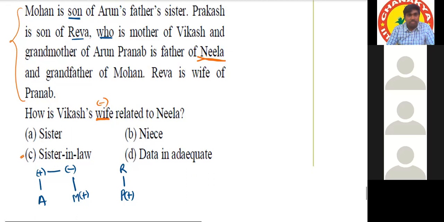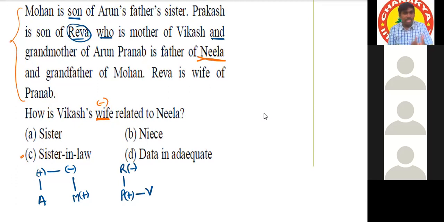Because a mother is a female. Reva is a mother, meaning female. Mother of whom? Vikas. So can I say Vikas is a sibling of P? Yes, sir. Okay. And here "and" represents the same Reva.